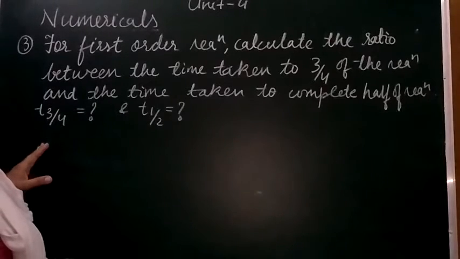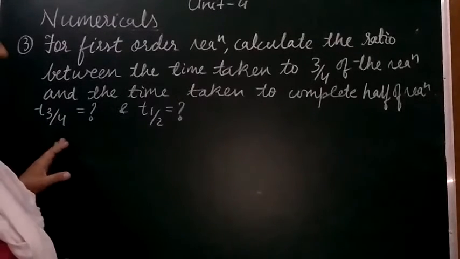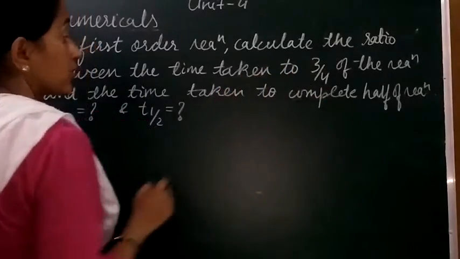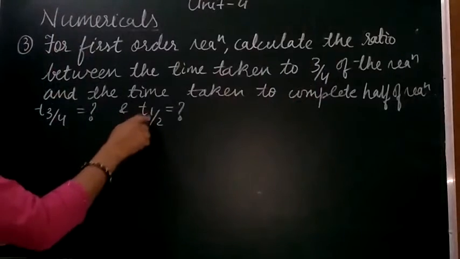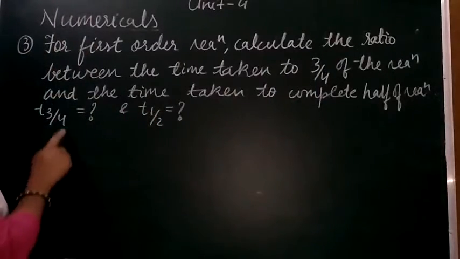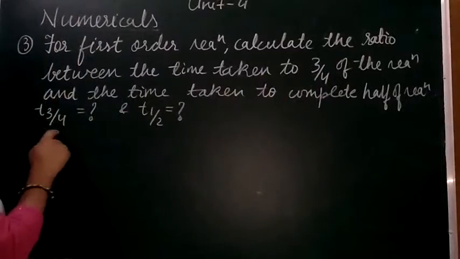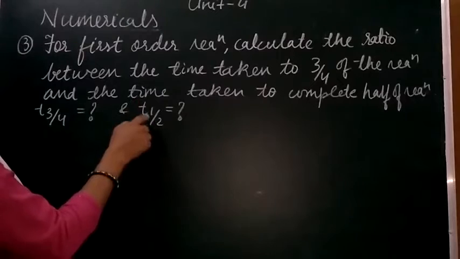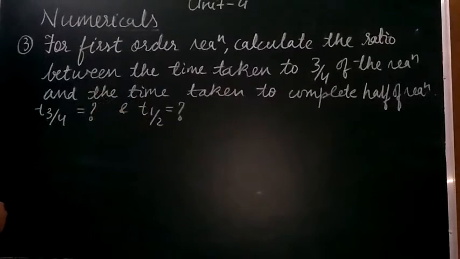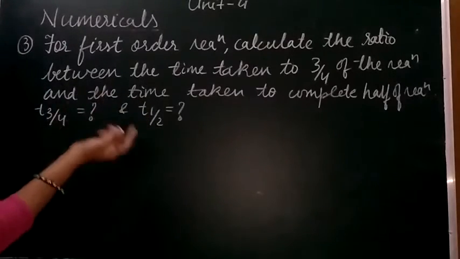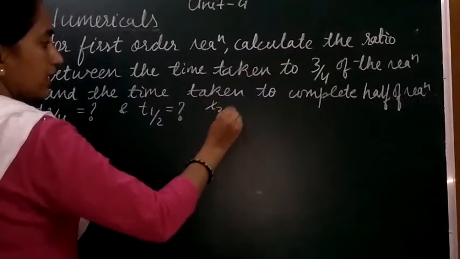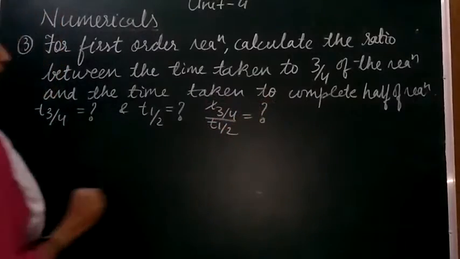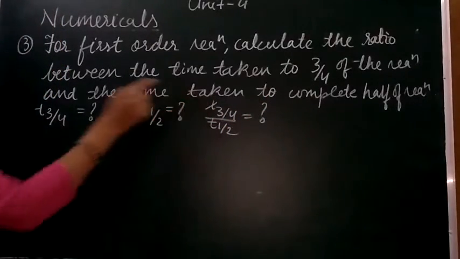Second, we have to calculate the ratio, right? And that will be only possible if we first find out the time taken to get the 3/4 of the reaction complete, and to get half of the reaction completed. That means we have to find out the 3/4 life period and the half life period, and we have to calculate the ratio between the two. That means we have to get t 3/4 upon t half. This we have to calculate. So first we will calculate the t 3/4.